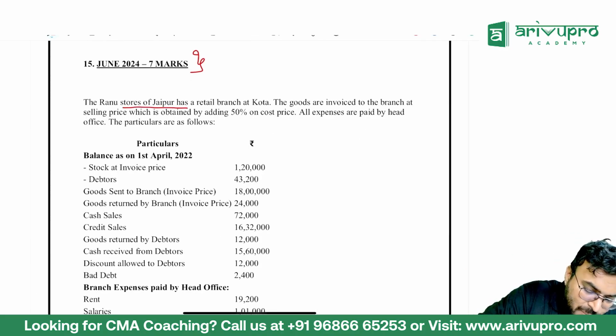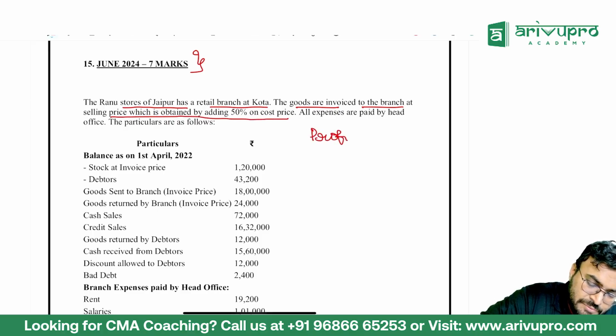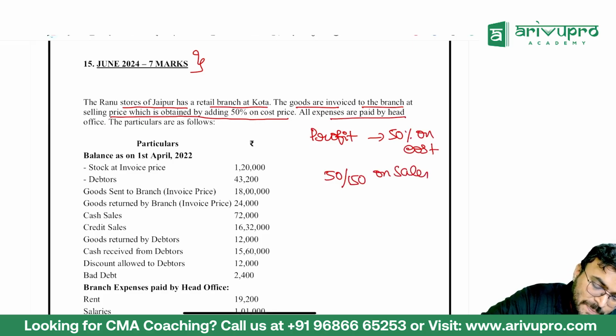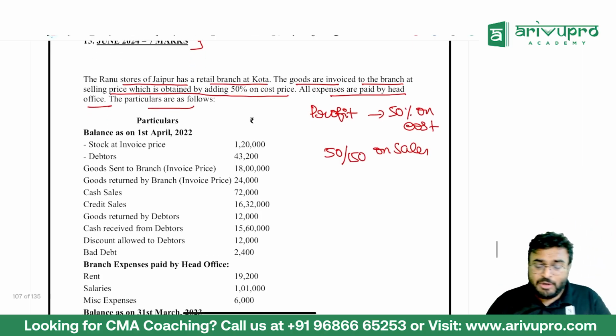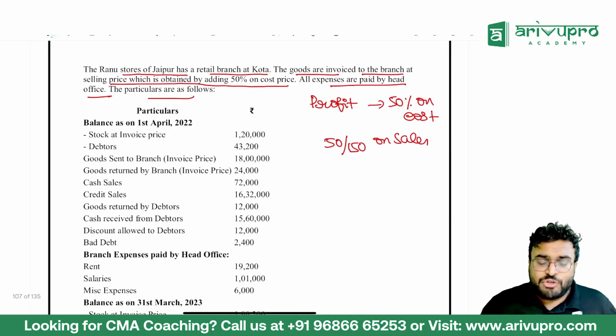Okay, now understand this. Ranu Stores of Jaipur has a retail branch at Kota. The goods are invoiced to the branch at selling price, which is obtained by adding 50% to cost price. So profit is 50% on cost. That means 50 by 150 on sales. All expenses are paid by head office. Particulars are below. Now one by one, as we read, we should solve.